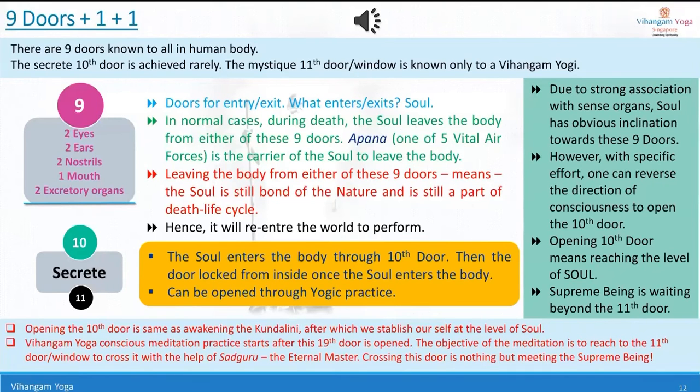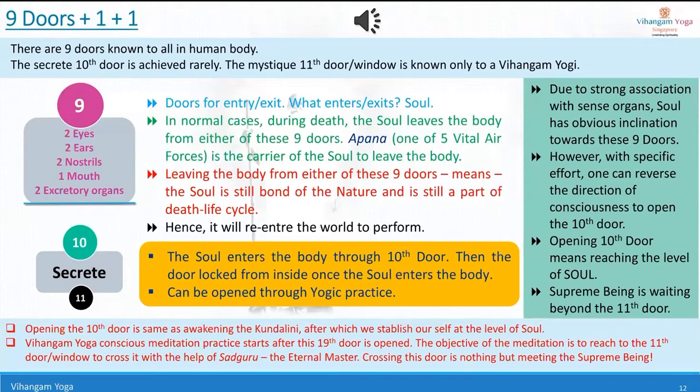Today, we are going to start a new discussion. And this discussion is about 9 doors. What are these 9 doors? In fact, if you see the heading, you can see 9 plus 1 plus 1. That means we are going to talk about 9 doors plus 1 more and plus 1 more.